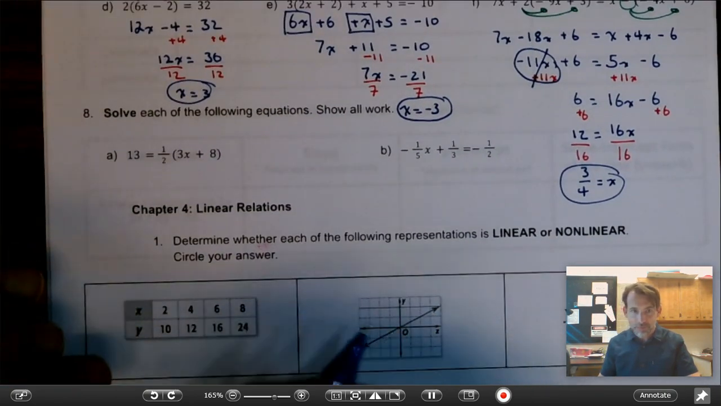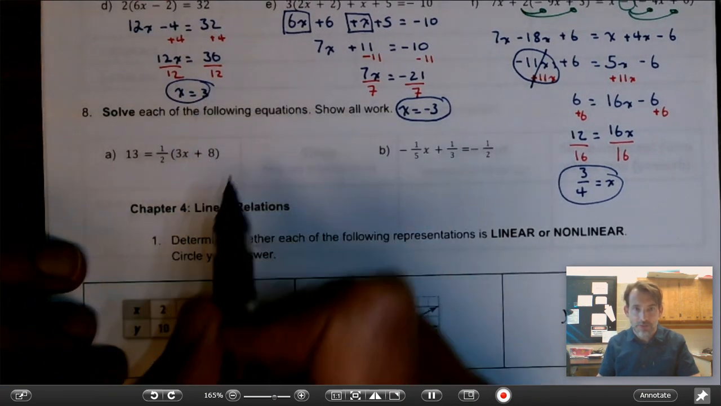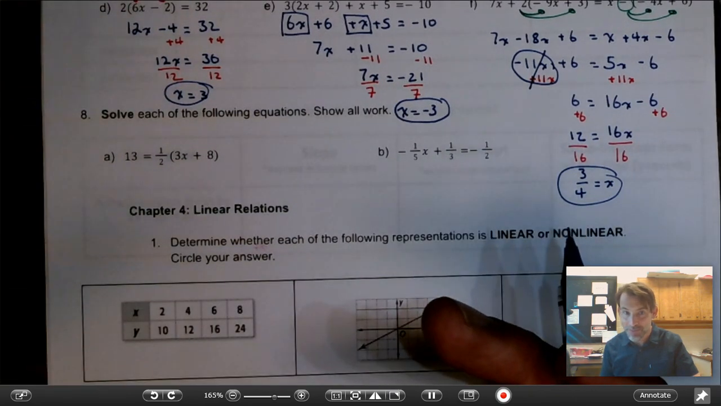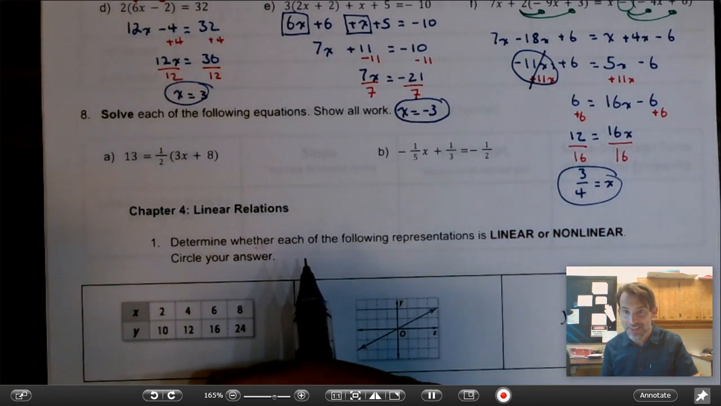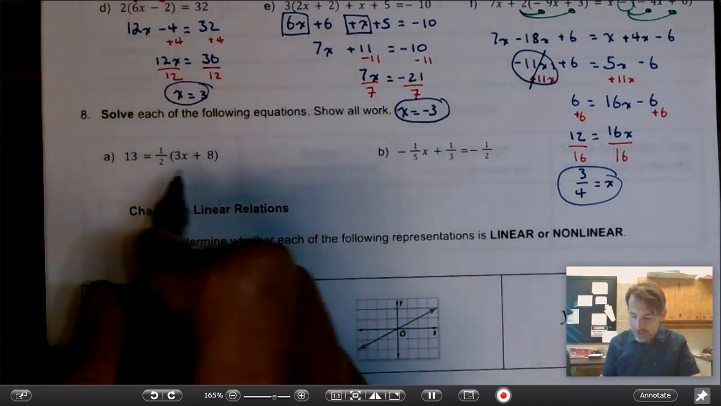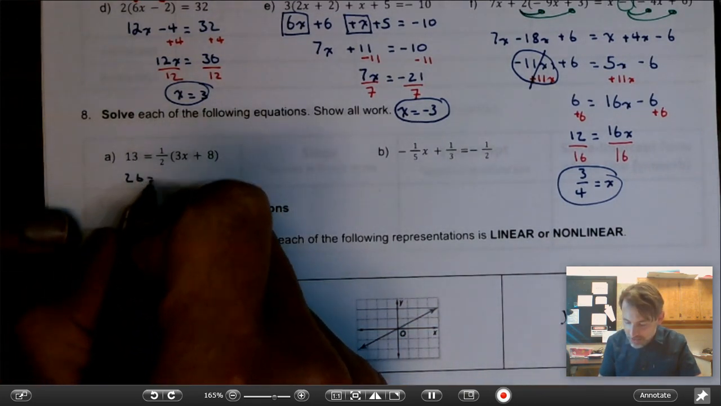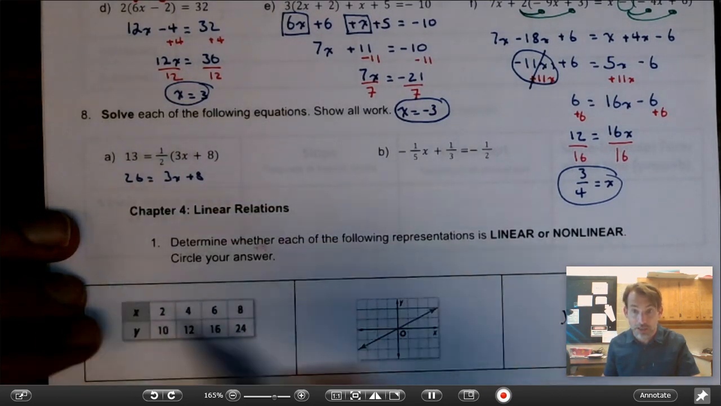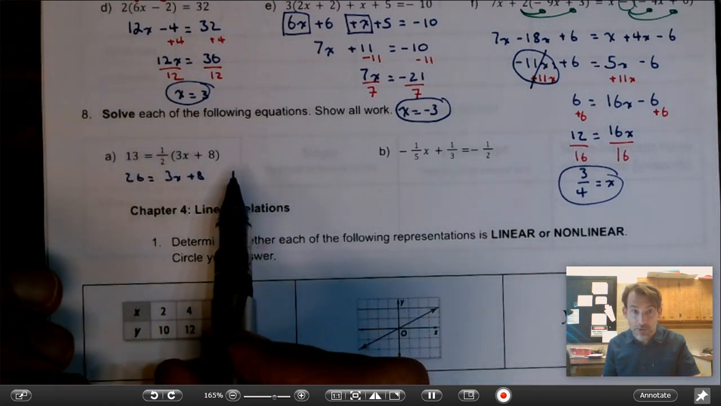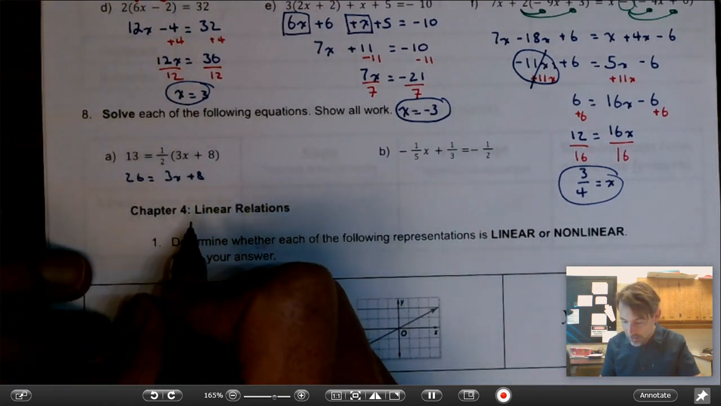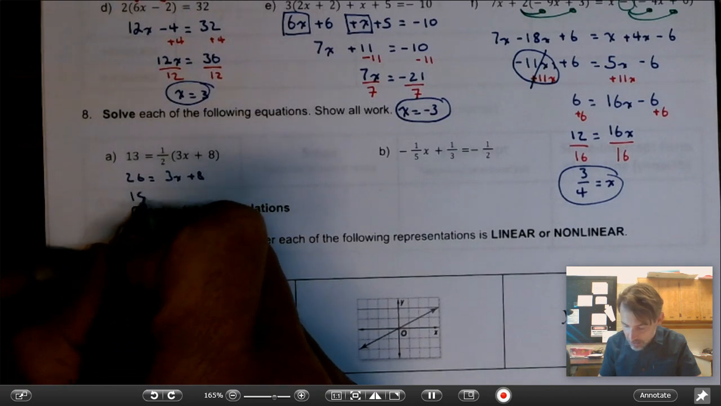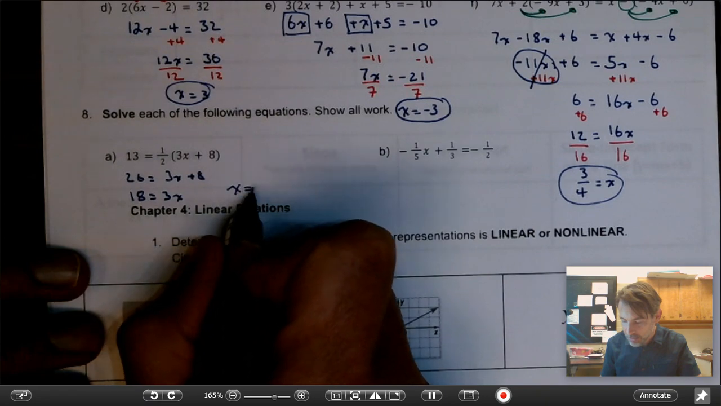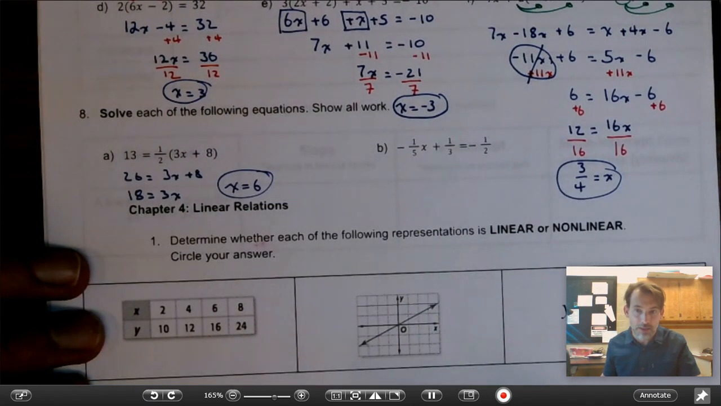All right. So 13 equals 1/2 times 3x plus 8. Here's one strategy: multiply both sides by 2. Then my fraction goes away. That's pretty nice, so I would definitely do that here. 26 is equal to 3x plus 8. You see, that side just got twice as big. It's no longer being multiplied by 1/2. Now I subtract 8 from both sides. Gives me 18 is equal to 3x. And then I divide both sides by 3. x is equal to 6. That's how I would do that one.